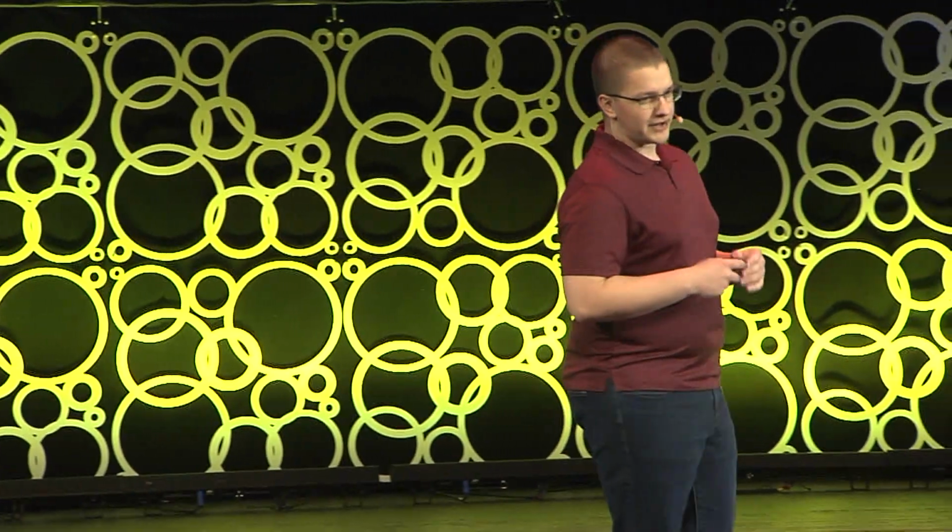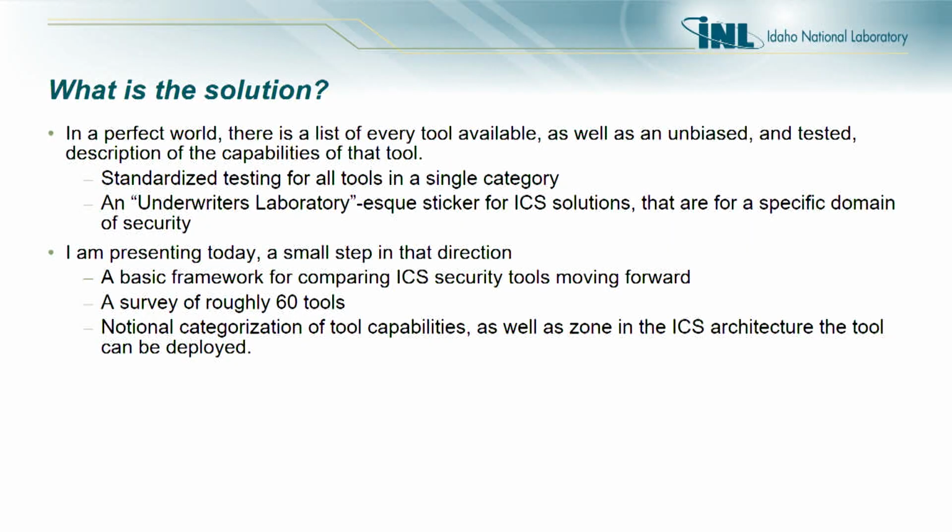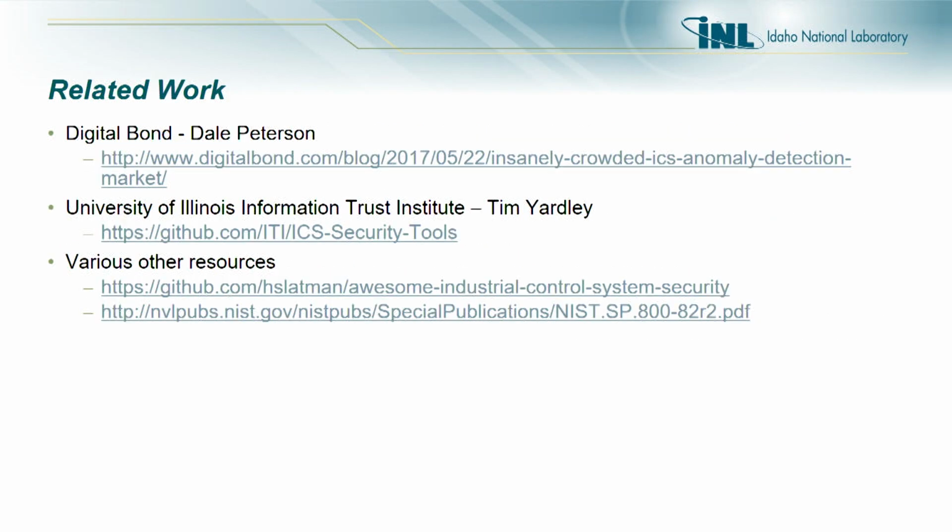So at the end of the day, you would get something like an Underwriters Laboratories-esque sticker saying this tool can do these things. And this is a bare minimum. This helps your consumer determine, not what the best tool is, but at least you have a guarantee of what it can do. So what I'm presenting today is kind of a small step in that direction. It is a basic framework for comparing ICS security tools moving forward, and a survey of roughly 60 tools that are currently available and the different categories that they go into.